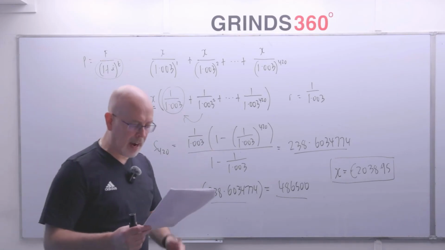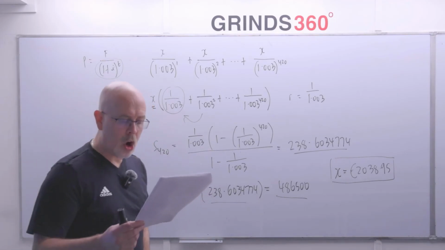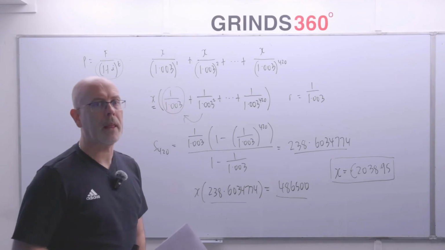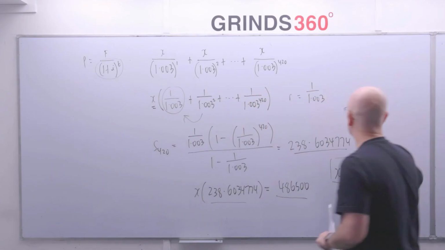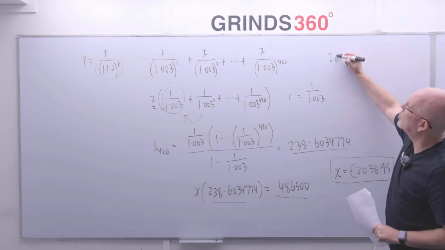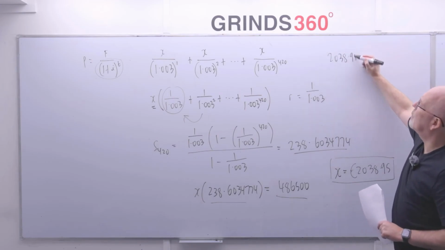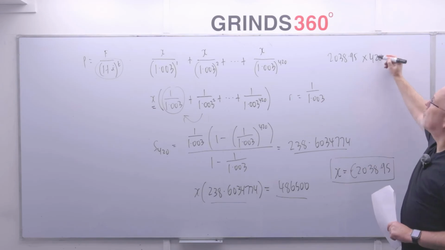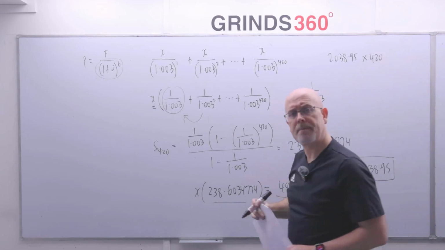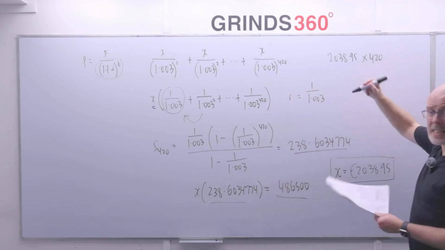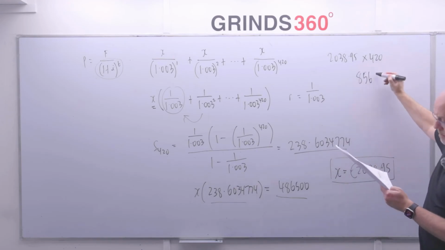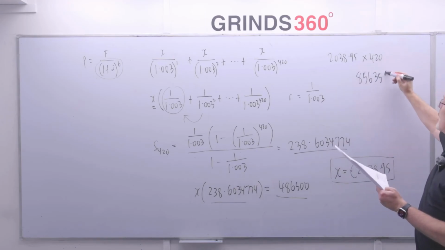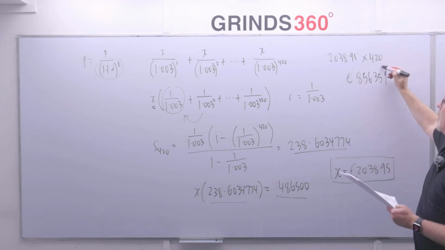Part 4 then says, find the total amount repaid by Emily over the lifetime of the mortgage. So remember, what has she done here? She's agreed to pay this much money, 2038.95 every month for 420 months. So if you multiply those together, that's how much she's going to pay back altogether. And that comes out at 856,359.